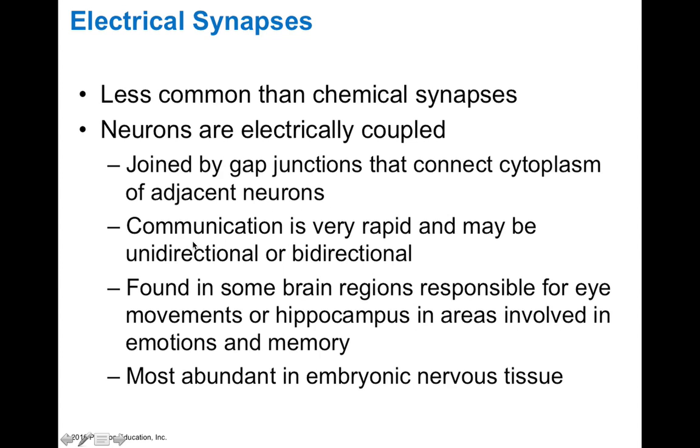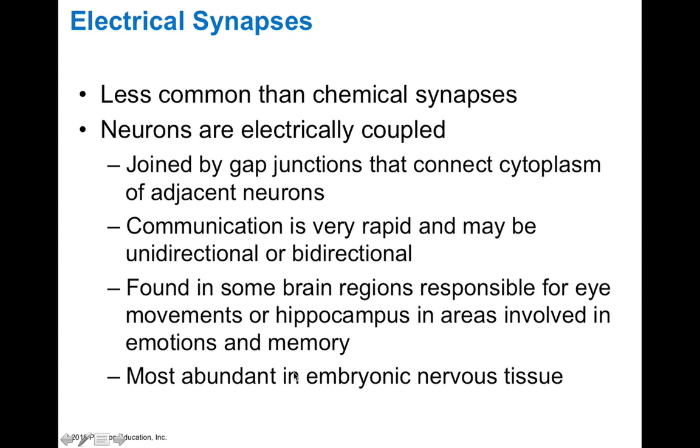Communication in electrical synapses is very rapid, and it can either be unidirectional or bidirectional because ions flow through the gap junctions based on their electrochemical gradients. You find these electrical synapses in some brain regions that are responsible for really rapid types of information transfer, like eye movements, or the hippocampus, which is involved with emotions and memory.